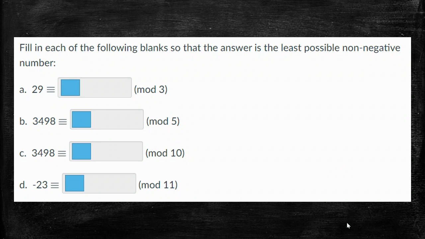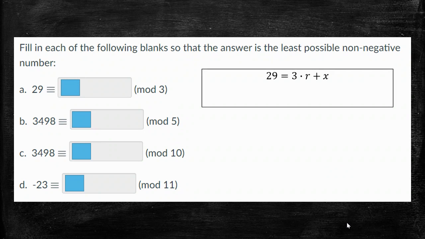So 29 is equivalent to some number mod 3, and we're supposed to find the least possible non-negative number that would make this a valid equivalence. So first, let's talk about what it means here. When we say 29 is equivalent to some number mod 3, what we're looking for is a remainder when 29 is divided by 3.